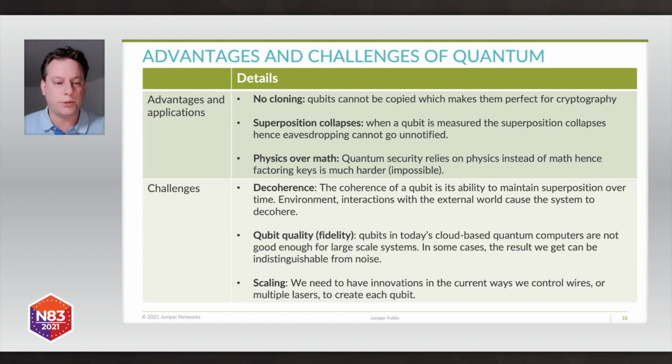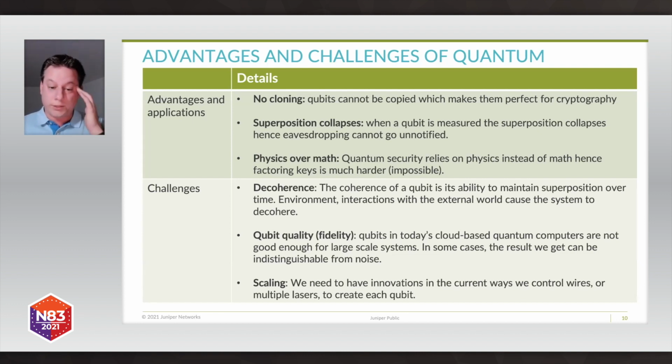As I mentioned, there's also a couple of challenges. For example, decoherence. And decoherence describes the ability for a photon to maintain superposition over time. So that is also an issue the physicists will need to solve going forward. You cannot really store qubits for a longer time. So this is only really usable currently for real-time applications.